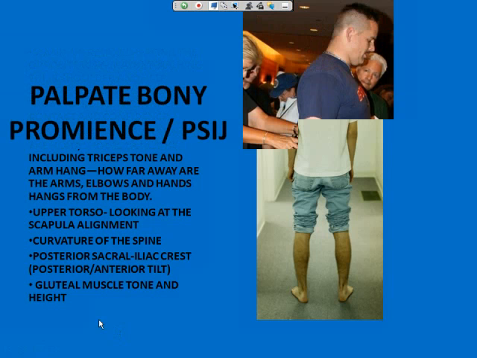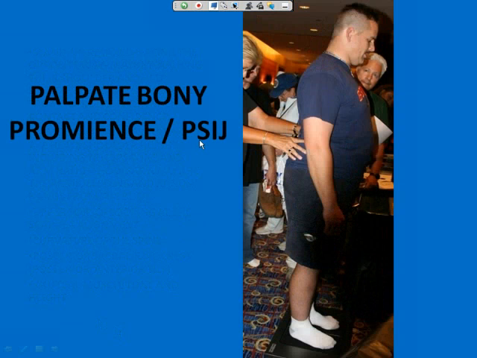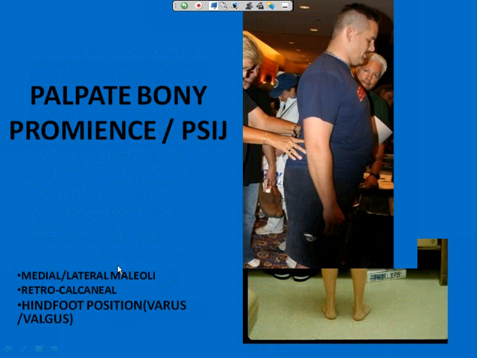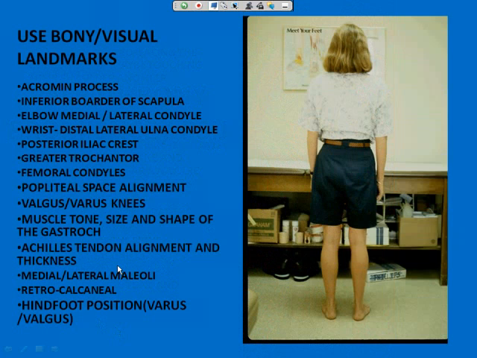So here, in palpating bony prominence of the posterior sacroiliac joint, I am just palpating this patient while he's standing on the scan. We've already finished the scan. I want him just to stand still. I'm looking to see where his posterior SI joints are, and then looking at my thumb positioning. Using bony and visible landmarks is very important in looking at the whole process.